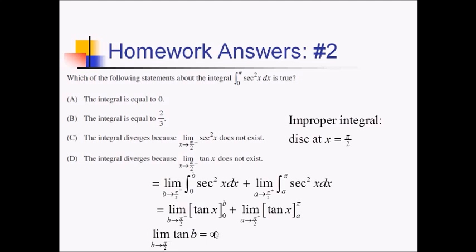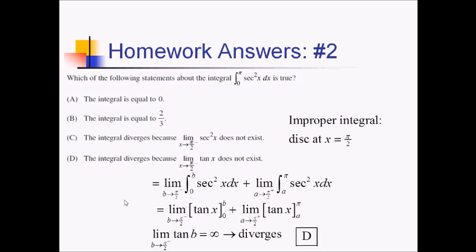Since we have an infinity for this part of the limit, that means this whole integral is going to diverge. So now the million-dollar question is, which of these answer choices, C or D, should we pick? Are we diverging because the limit as x approaches pi over 2 from the left of secant squared didn't exist, or because it didn't exist for tan? It actually ends up being D. It's this limit here that proves that this diverges. The original function by itself doesn't prove anything. You have to look at the antiderivative and the limits for that.